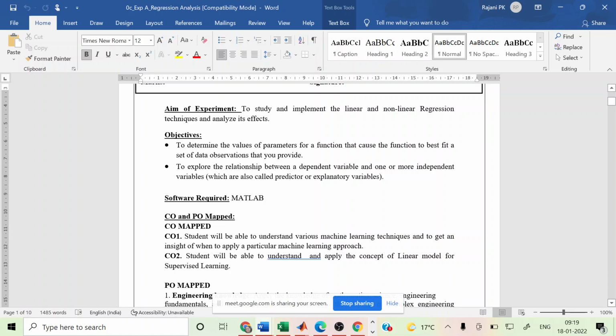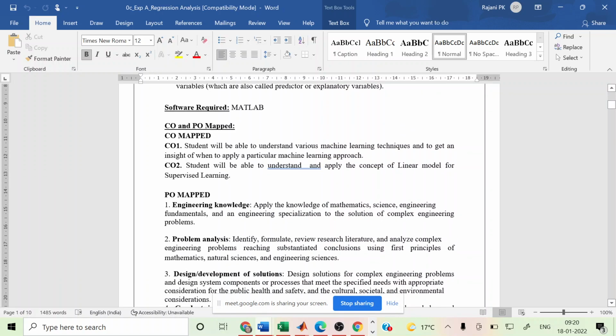So the software which we are using for this is MATLAB. We have a campus wide license for MATLAB. With this experiment we will be able to understand various machine learning techniques such as regression analysis, and to get the insight of when to apply a particular machine learning approach. Correct. So in the analysis we will be doing linear and non-linear, which one is best and why, and you'll be able to understand and apply the concept of the linear model for supervised learning. Okay, regression analysis is a supervised learning technique.